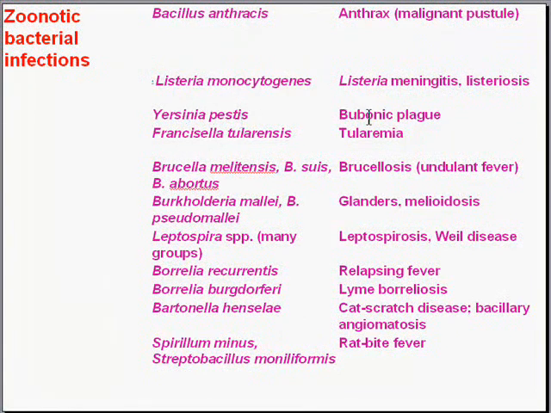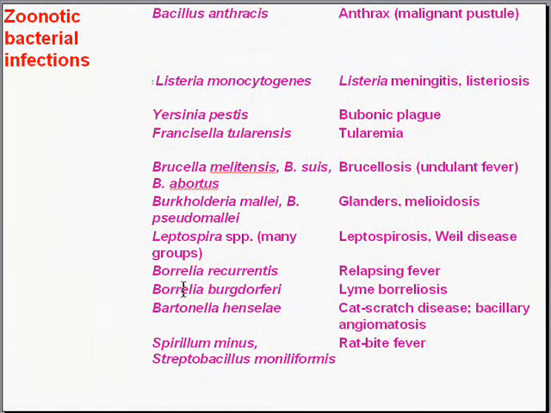Yersinia pestis, the flea in the rat causing bubonic plague. Tularemia, a wide variety of wild animals. I think rabbits is probably one of the big ones, but I think there's others. Brucellosis, caused by Brucella. Glanders and melioidosis, caused by Burkholderia organisms, also involved with secondary animals. Leptospirosis, caused by Leptospira. And Borrelia recurrentis, causing a disease called relapsing fever.